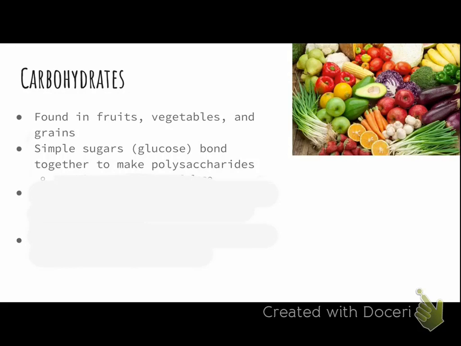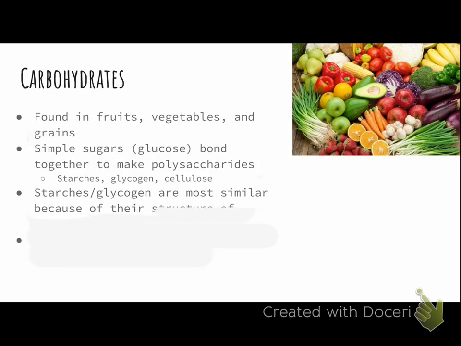So when we bond multiple glucose molecules together, we get a polysaccharide, and the ones that we're going to focus on are starch, glycogen, and cellulose. We're going to look at the structure of each of these, and you'll want to be able to identify which one is which and why each of them are unique to the things they're found in. So we're starting out with starches and glycogen. They are the most similar, and you'll see why. It's because of how those glucose molecules are bonded together. So we'll see pictures in a second.